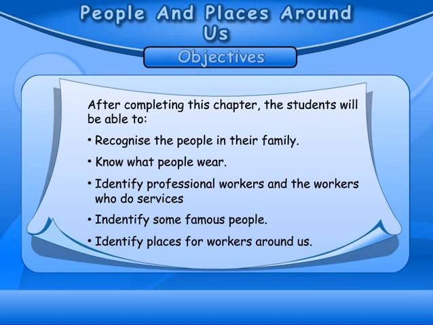Lesson: People and places around us. Objectives. After completing this chapter, the students will be able to: 1. Recognize the people in their family. 2. Know what people wear. 3. Identify professional workers and the workers who do services. 4. Identify some famous people.